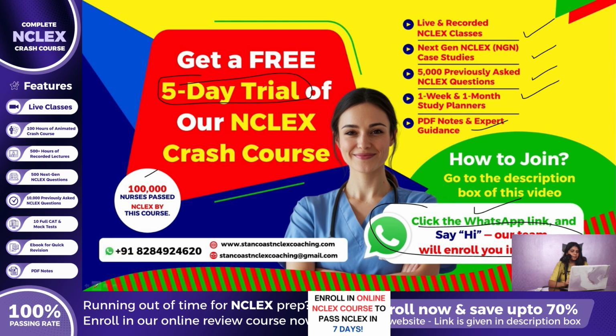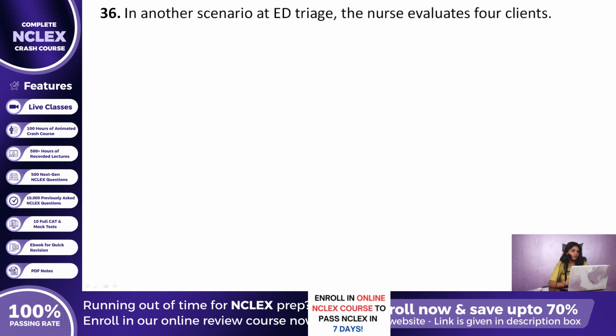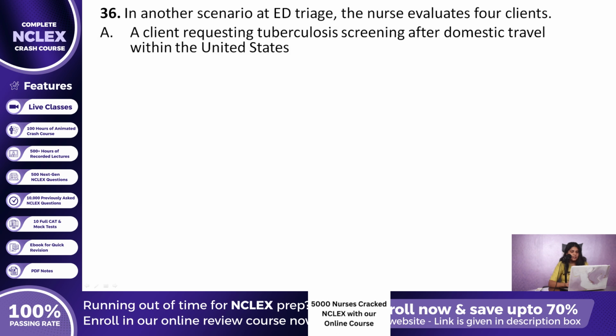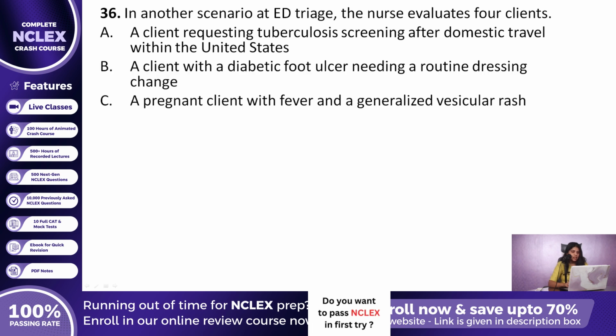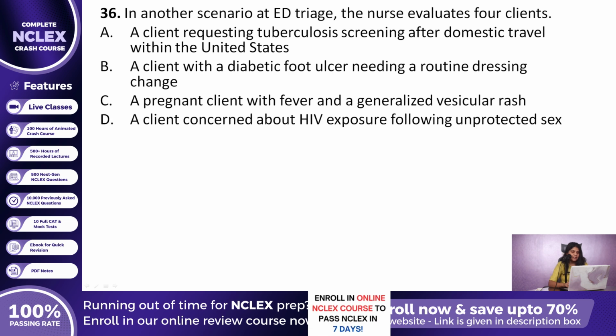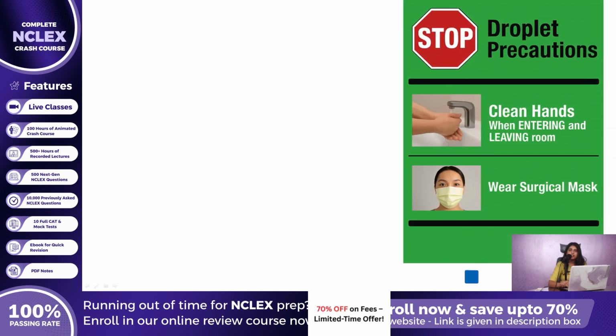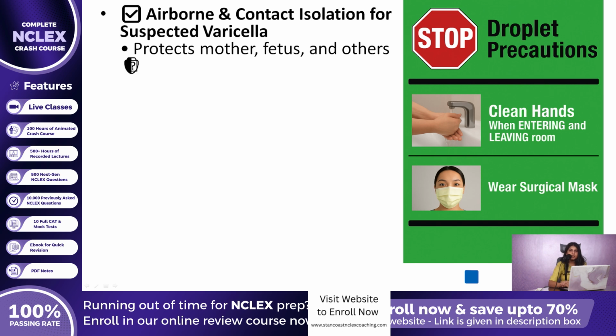Question 36. In another scenario at ED triage, the nurse evaluates 4 clients. A client requesting tuberculosis screening after domestic travel, a client needing a routine diabetic foot ulcer dressing change, a pregnant client with fever and a generalized vesicular rash, and a client concerned about HIV exposure. The immediate priority is the pregnant client with fever and diffuse vesicular rash, option C, suspicious for active varicella, which requires airborne and contact isolation to protect mother, fetus, and others.